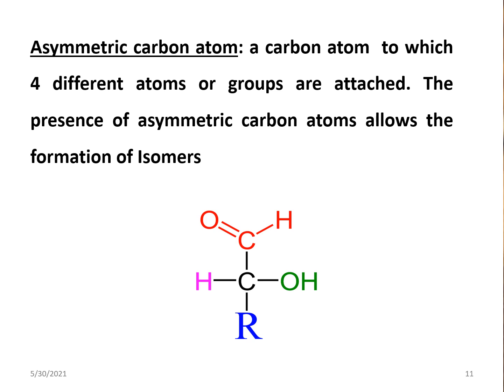The asymmetric carbon atom is that carbon atom to which 4 different atoms or groups are attached, and the presence of asymmetric carbon atoms allows the formation of isomers. This carbon is asymmetric. Why? Because 4 different atoms or groups are attached to it.